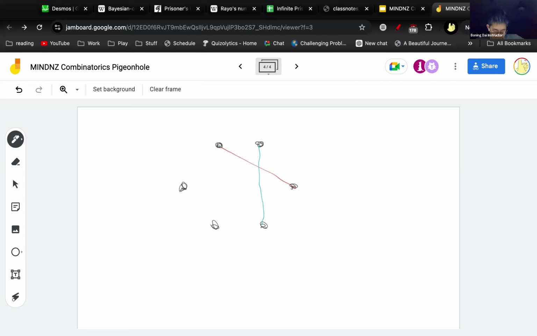So wait, how do you do this one again? Note that by pigeonhole principle, since each vertex has five connections to another vertex, there are either three red lines or three blue lines. And without loss of generality, let there be three red lines.